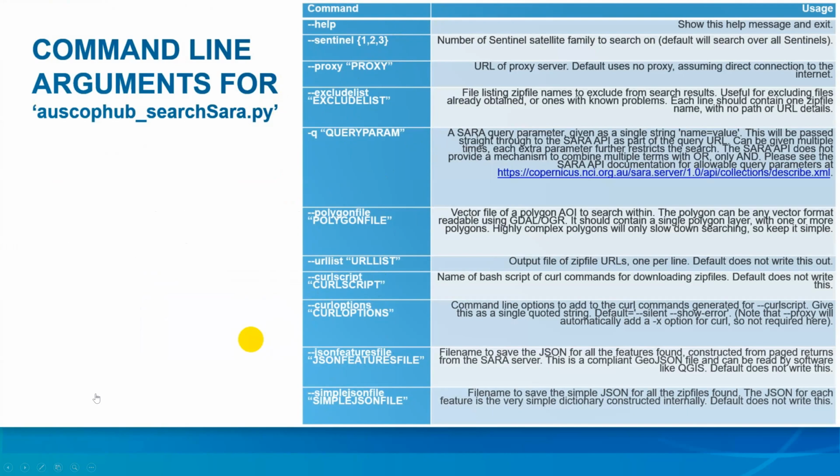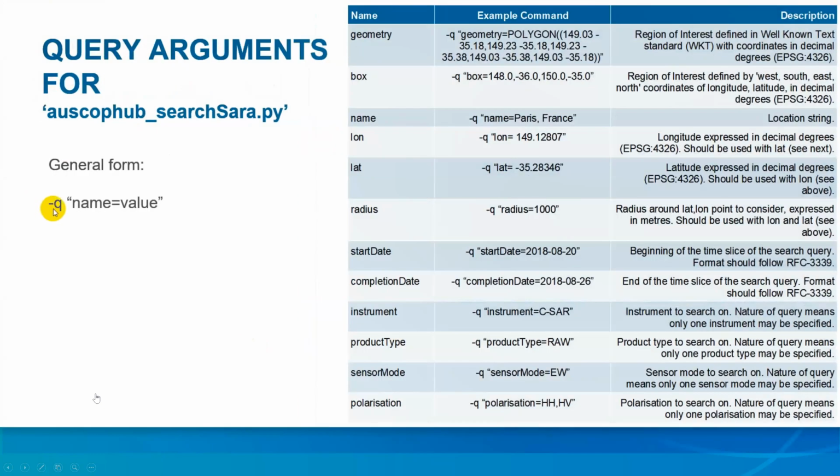For this webinar, we're now going to cover how to use the query param argument and the curl script argument to download our data. There are a number of ways to specify a data query, which are passed to the script using the -q command. The structure is -q, then in quotes, name equals value. So there are the names here and examples of the sort of constraint to pass to that parameter.